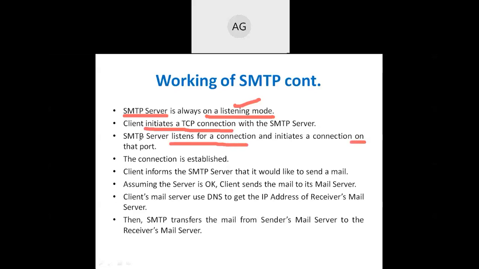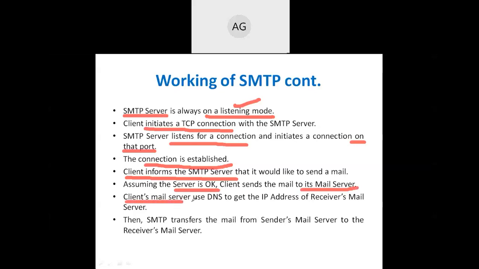As we already know, the SMTP port is port number 25. So basically the server accepts the connection on port 25 for the client request. At that time the connection is established. In order to send the email through SMTP, first we need to establish the connection. After that, the client informs the SMTP server that it would like to send a mail. Assuming the server is okay, the client sends the mail to its mail server.